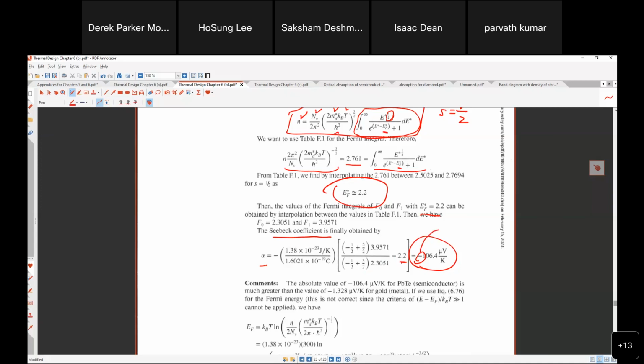This minus meaning is electron. So it's n-type. N-type Seebeck coefficient. For holes it is p-type. This is a plus. So that we talk about the electron. Anyhow, so we compute the Seebeck coefficient is 106 microvolt per K.